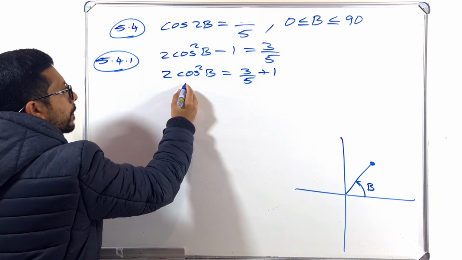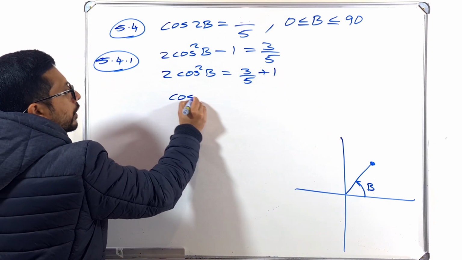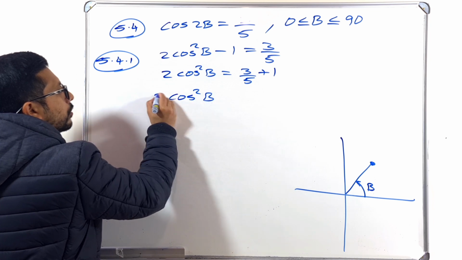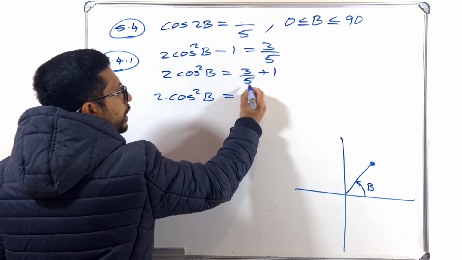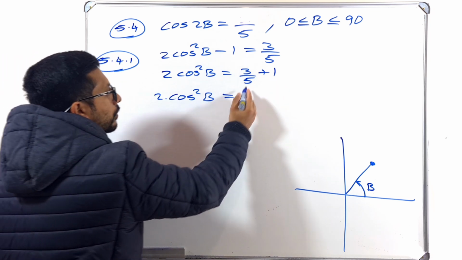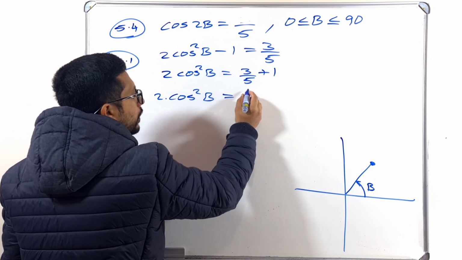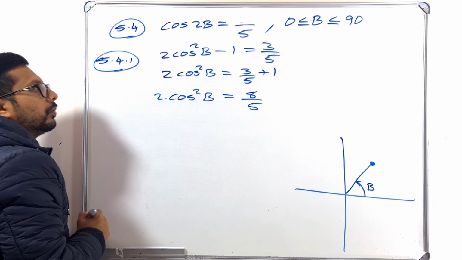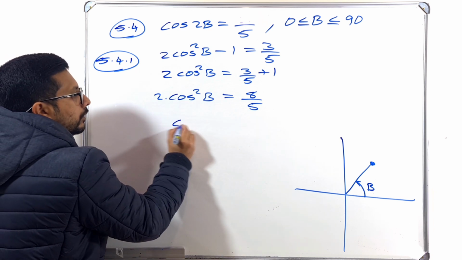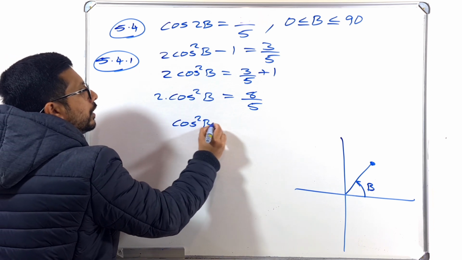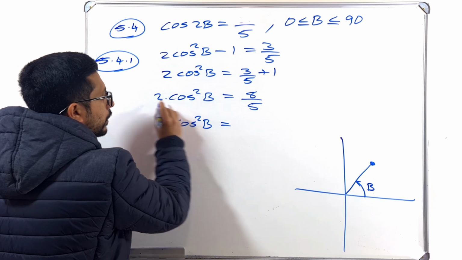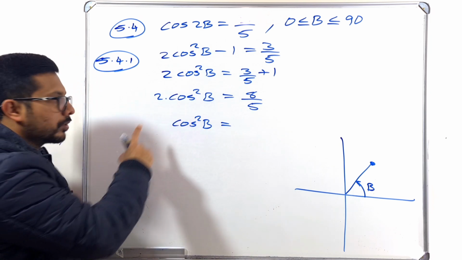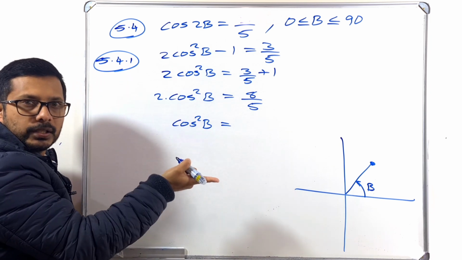Now cos squared b. 2 cos squared b is equal to, what is the answer? Take your calculator and try to find it. Or 5 into 1 is 5, 5 plus 3 is 8, so 8 over 5. Now, what is cos squared b? Cos squared b is equal to this, and the 2 is a multiplication here. So if I want to take this 2 to the other side, it is division.